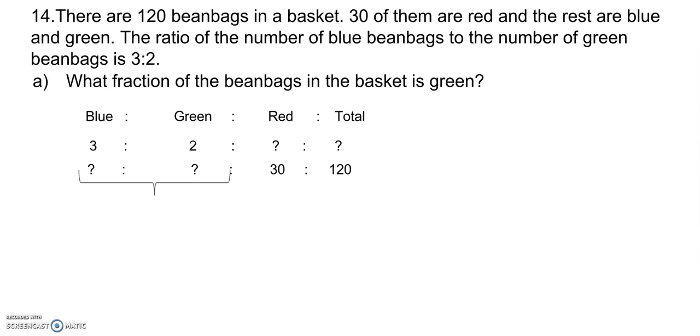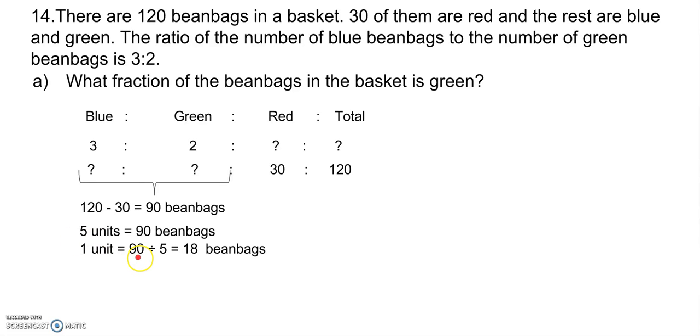Alright, I'm sure you have gotten it. You just need to subtract the number of red beanbags from 120, the total, and you'll get 90 beanbags. These will represent the blue and green beanbags. As you can see, blue and green beanbags consist of a total of 5 units. So 5 units is equivalent to 90 beanbags. Can you find out what is 1 unit? Definitely. Just divide 90 by 5 and you'll get 18 beanbags.